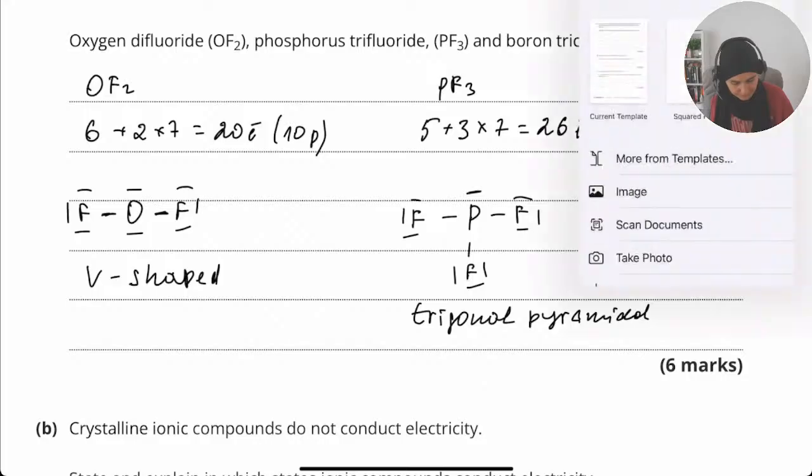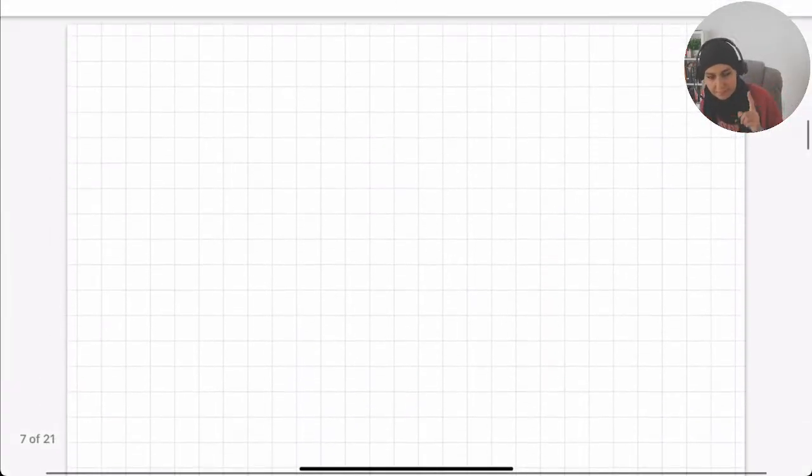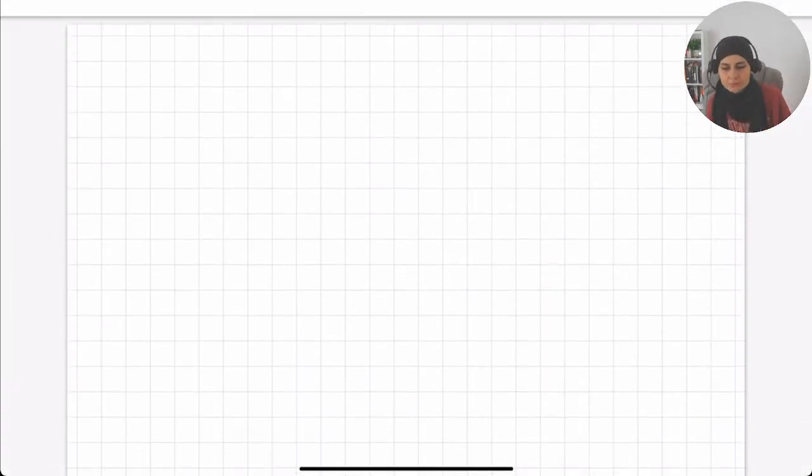Right, and the last one, BCl3. Well, I'll just make another page. BCl3, we do the same, but in this one you need to know that boron is an exception, okay? Boron is an exception in that it doesn't need an octet. It's stable with 3 pairs around it. It can form an octet, but it's stable without.